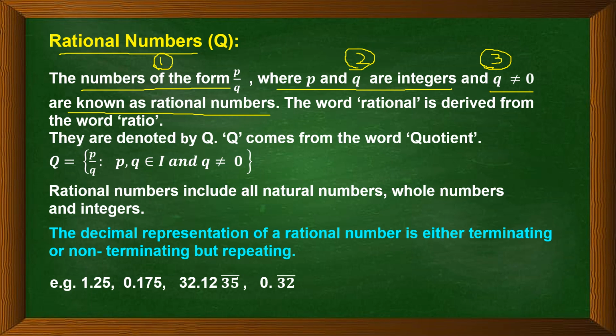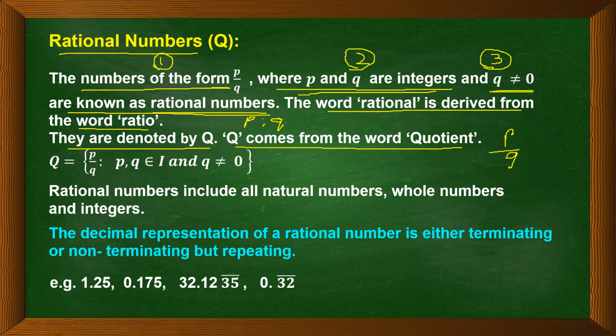So first condition is the number should be of the form p by q, p and q are integers, and q should not be equal to 0. If these three conditions are fulfilled, we say the number is a rational number. The word rational is derived from the word ratio, because we can say it is the ratio of p is to q, right? Now they are denoted by Q. Q has come from the word quotient, because whenever you divide a p number by a q number, you get a quotient.